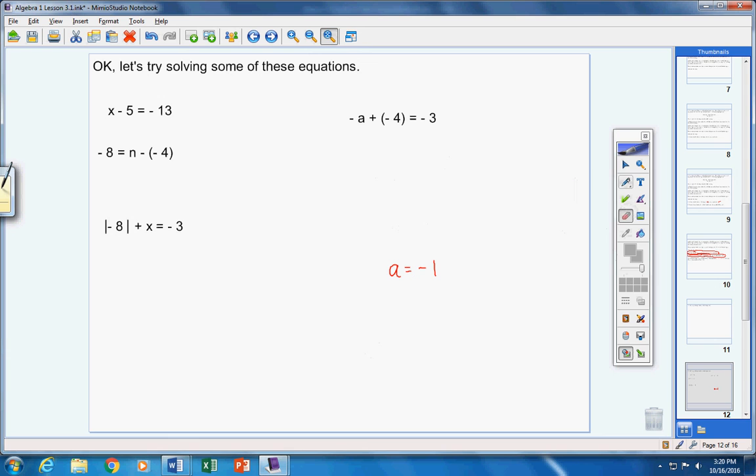Okay, let's see how we did on this. Here's a. Notice I've got a negative sign right here. So it's negative sign, parentheses, negative 1. Then bring down your positive negative 4. And all of that equals negative 3.